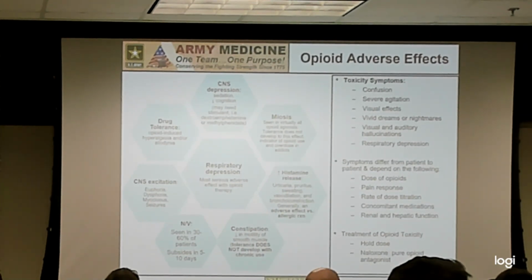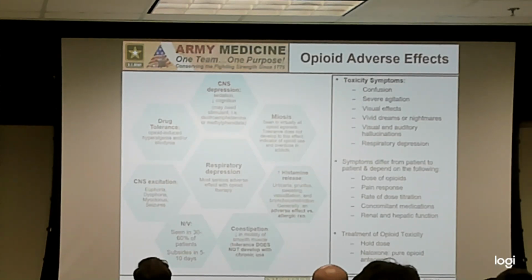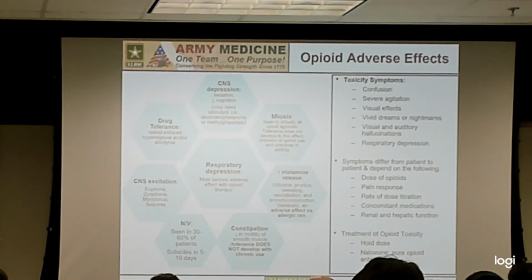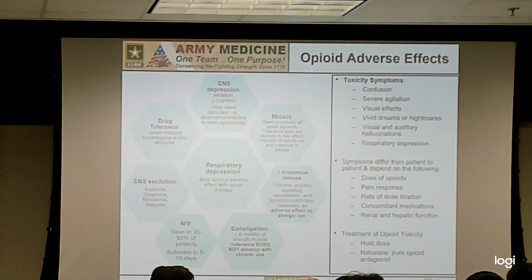We already talked about tolerance and CNS excitation, right? So you can have euphoria. When do you have dysphoria? Which receptor? Kappa, right? So that's just showing you these things here, and also the possibility of seizures, nausea, vomiting. You see that all the time. Constipation, because opioids decrease the motility in the GI from the receptors being there. That's why you see the constipation.